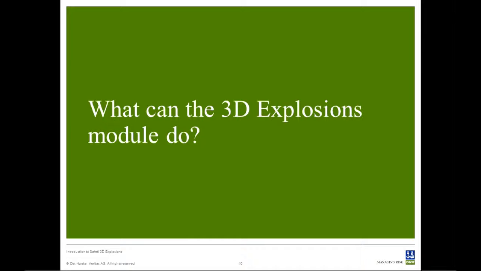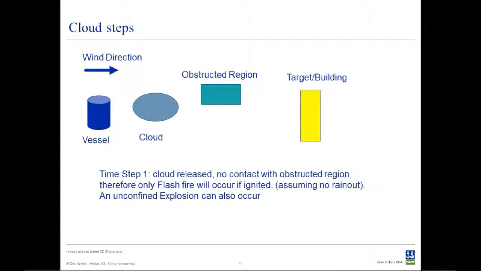So let's now look at what the 3D explosions module can do. Here we have a fairly simple arrangement where we have a vessel, an instantaneous cloud that's been released that's going to drift in the wind direction towards an obstructed region and some kind of target, a building perhaps. At time step 1, the cloud has no contact with the obstructed region and no explosion is occurring. If there is ignition of the cloud at this point, there will just be a flash fire and an unconfined explosion.